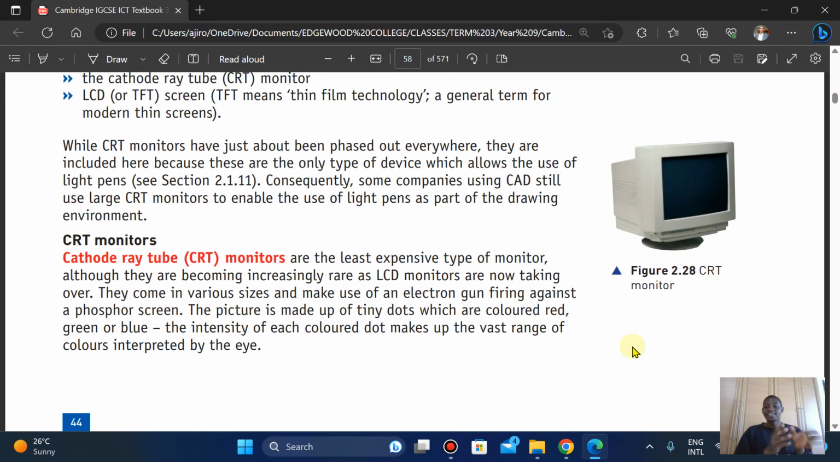Now, they are the least expensive types of monitors, okay? Although they are becoming increasingly rare as LCD monitors are now taking over the computer market. They come in various sizes. They make use of what we call electron guns firing against a screen. The picture is made up of tiny dots which are colored red, green, or blue, your RGB. And the intensity of each color dot makes up a vast range of colors interpreted by the eye.